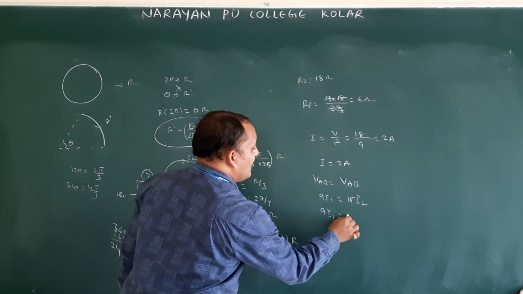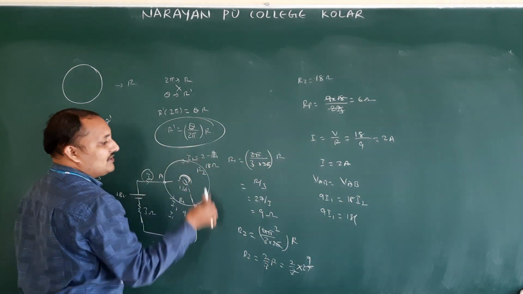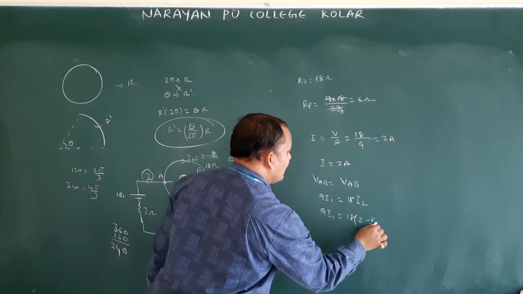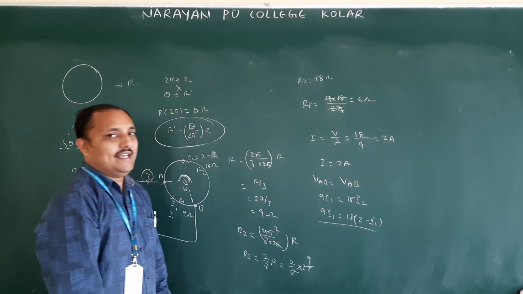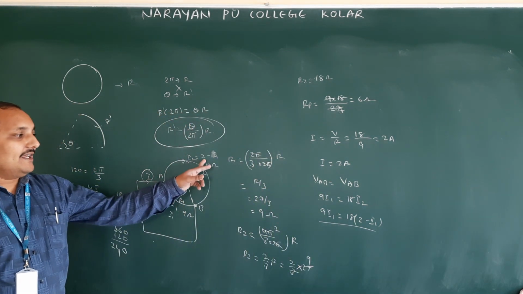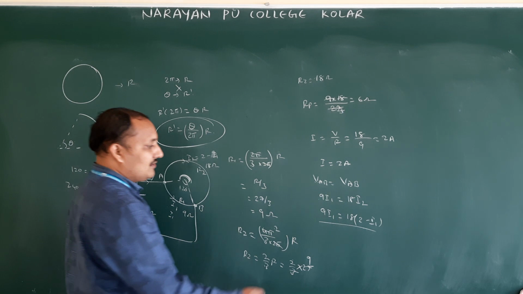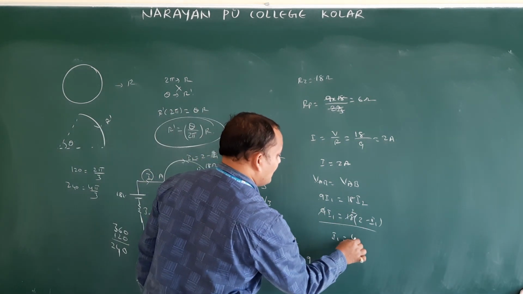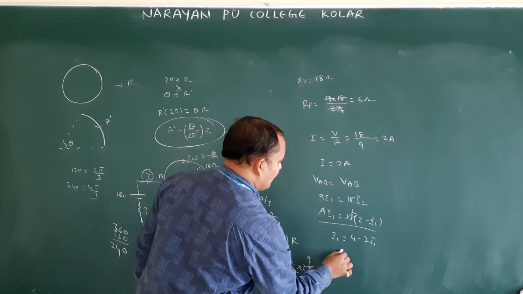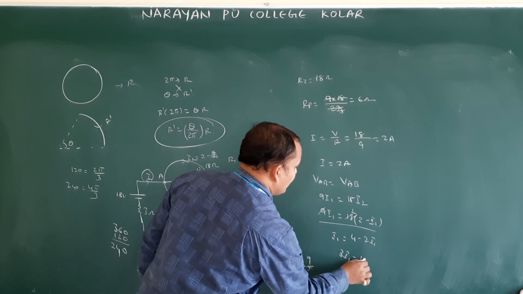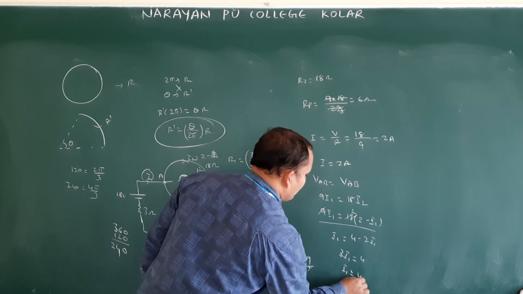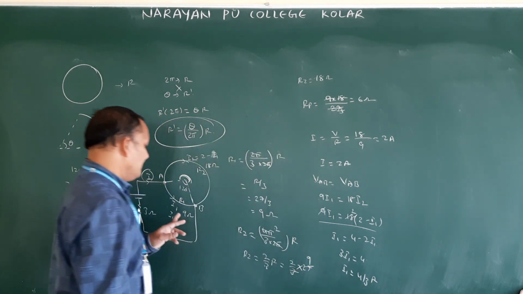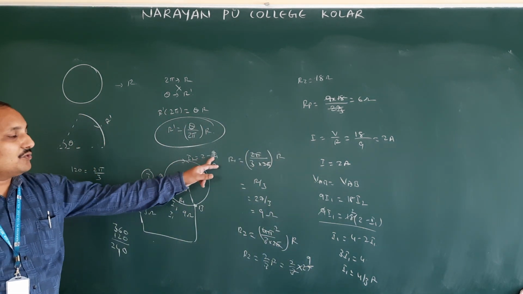9I1 is equal to 18I2, where I2 is 2 minus I1. If you solve this one, you will get the I1 value and you will get the I2 value. So then the current flowing through this one we are going to get. So I1 is equal to 4 minus 2I1. Then 3I1 is equal to 4. I1 is equal to 4 by 3. Then I2 is equal to 2 minus 4 by 3.